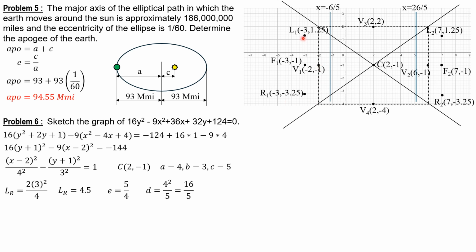And we join these points with a smooth curve, and extend the curve; it approaches but never touches the asymptotes, as shown. So those are the branches of the hyperbola. Its major axis, the transverse axis, is parallel to the x-axis as indicated here.